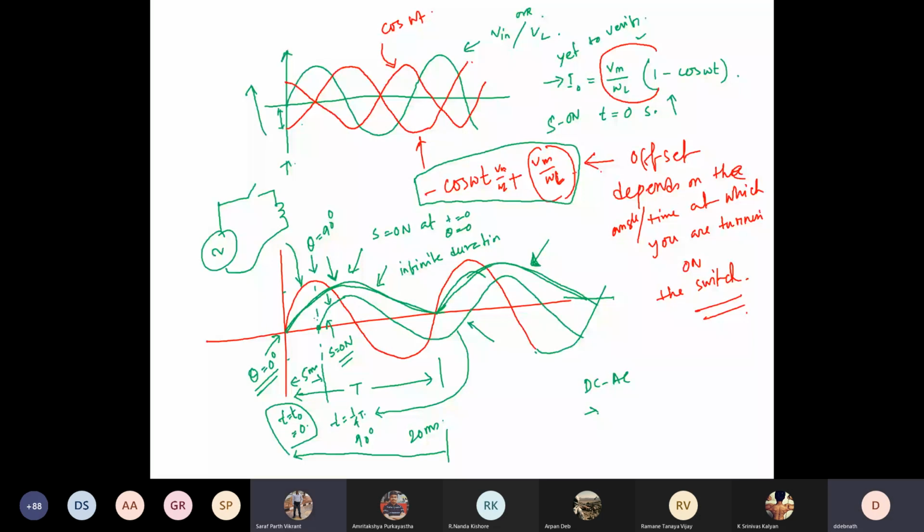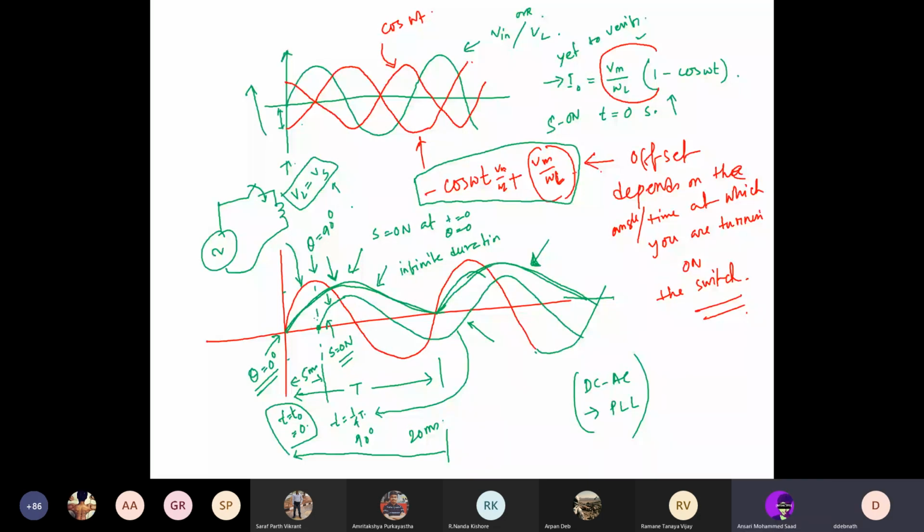So why did the current waveform behave exactly as a sine wave when we started at t/4? See, basically everything I assumed ideal, right? So as soon as I turn on the switch, the inductor voltage has to be the supply voltage, right? Yes. So its variation in current should follow the variation in supply voltage. It's the di/dt business, the integration business basically, right?